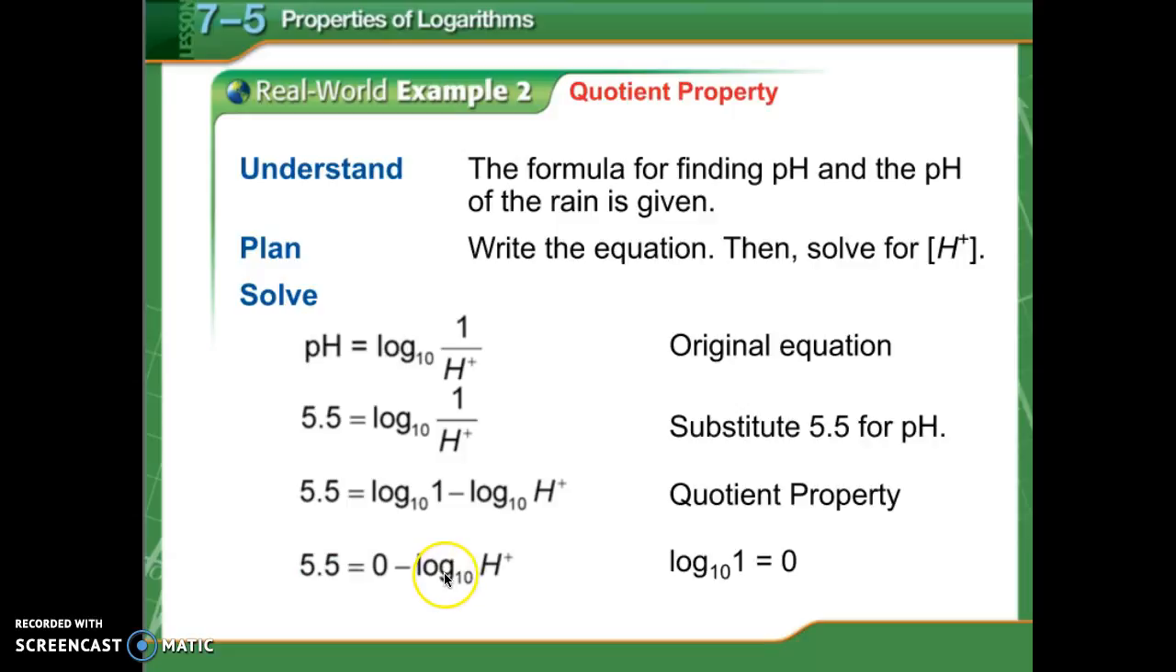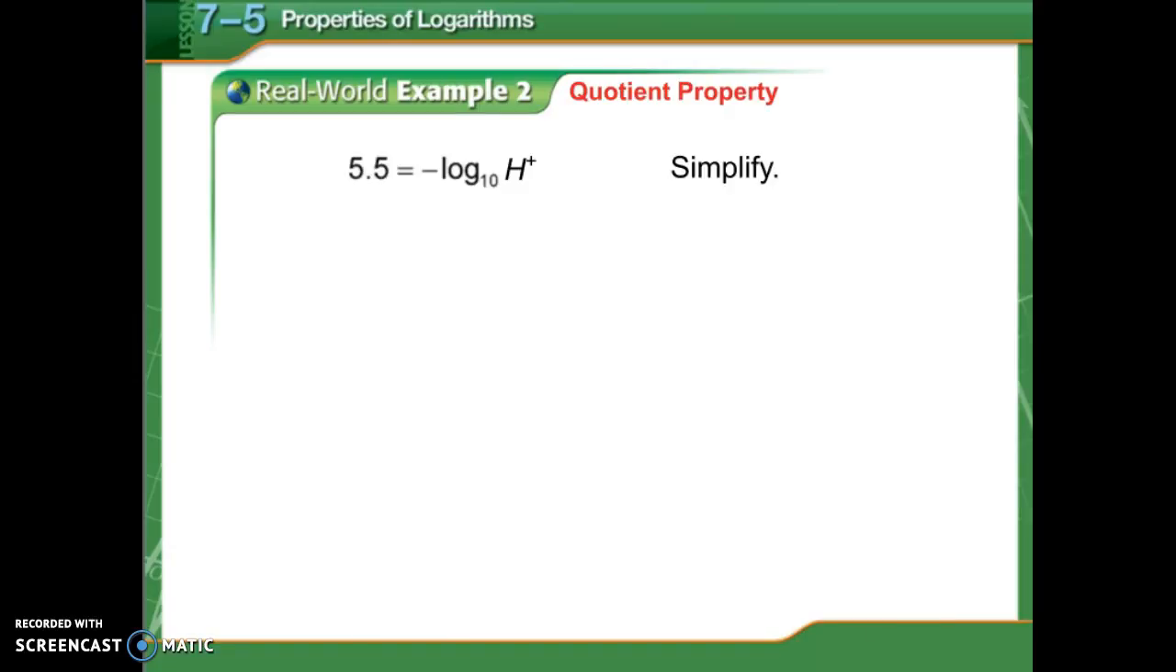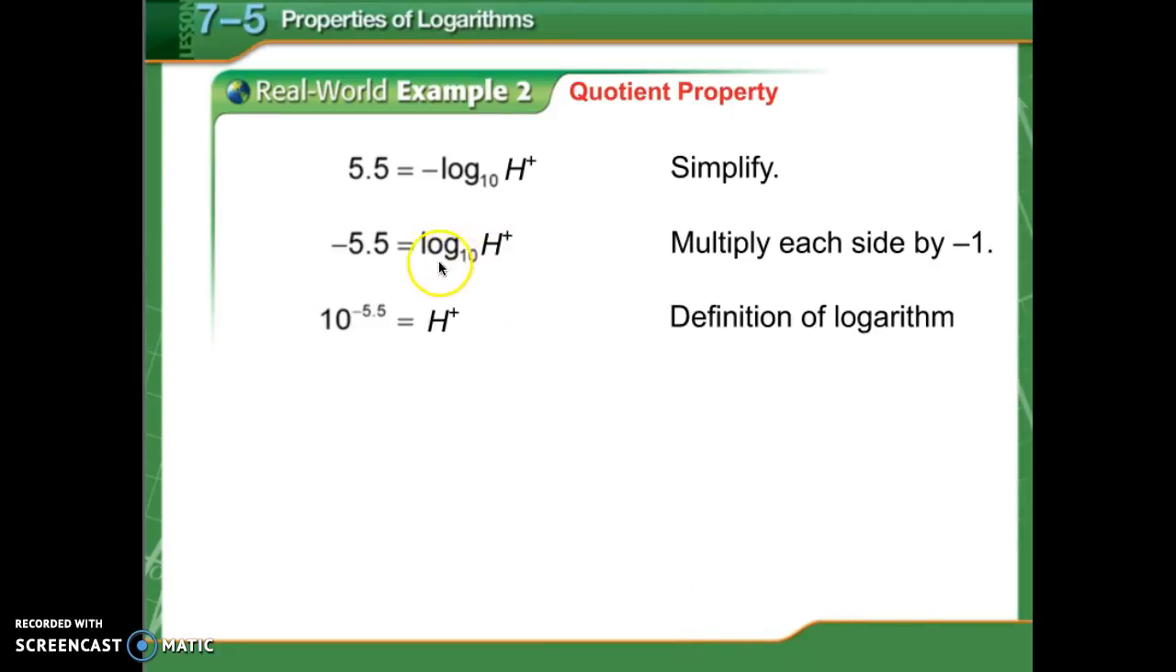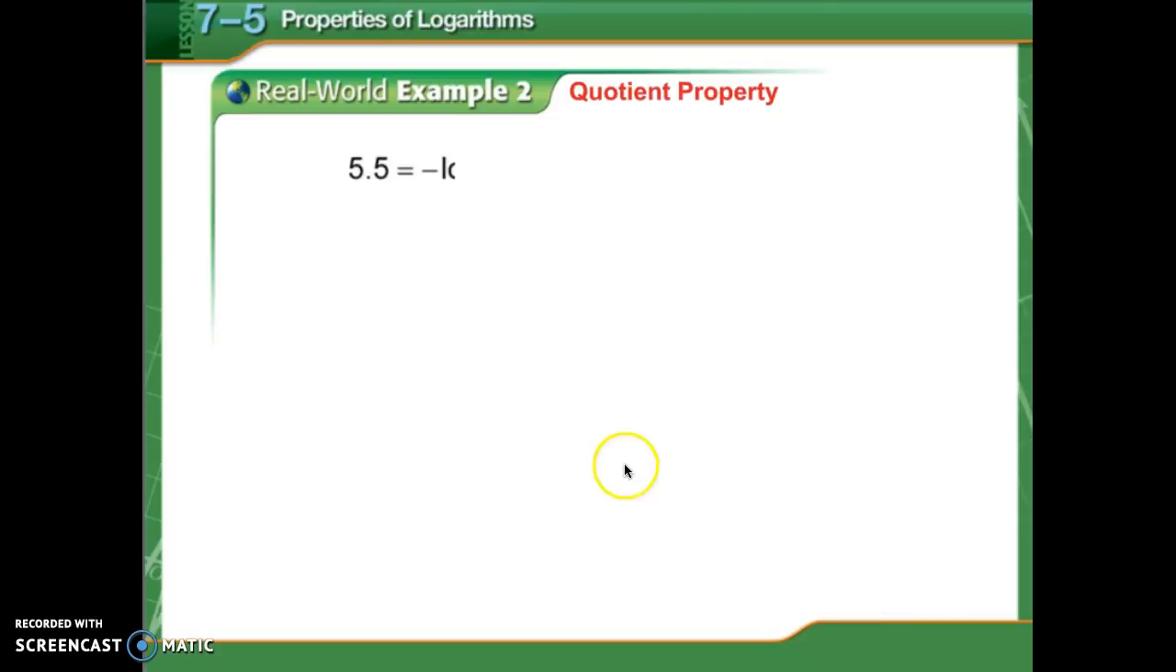So we're going to add this to the left side and subtract 5.5. And we'll see what that is on the next screen. So it says that log base 10 of H is negative 5.5, which means that 10 to the negative 5.5 power is H+, which is the number of hydrogen ions.